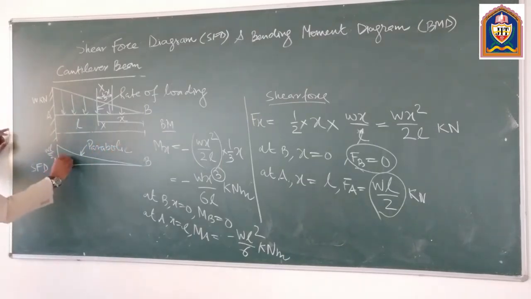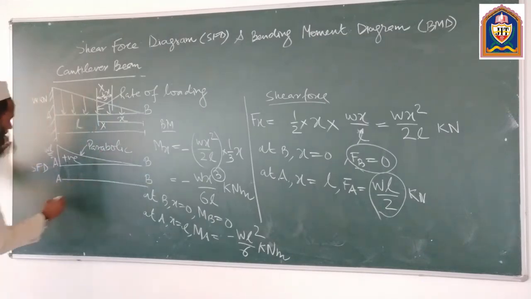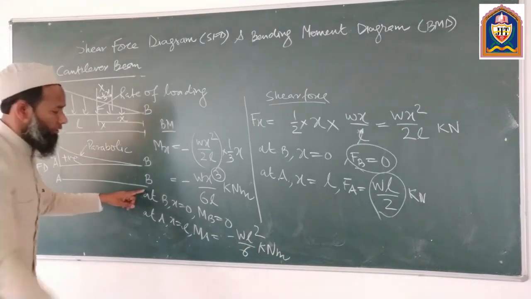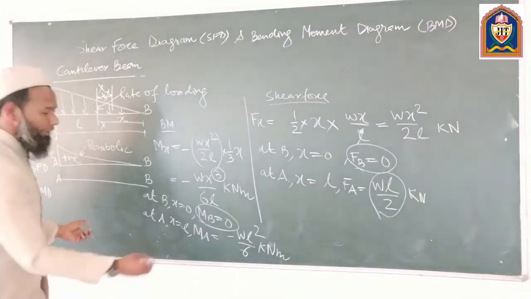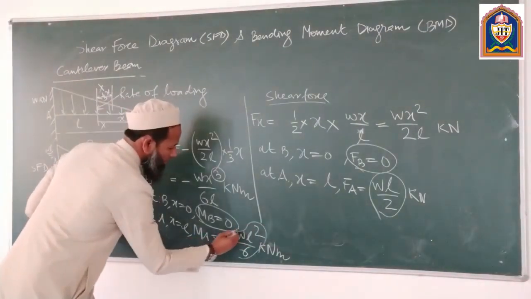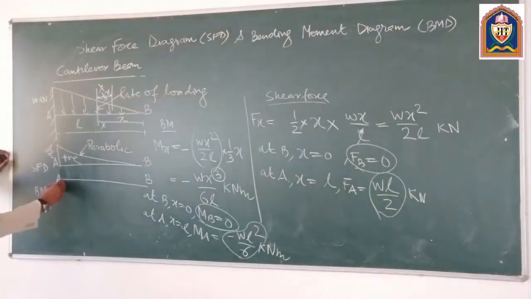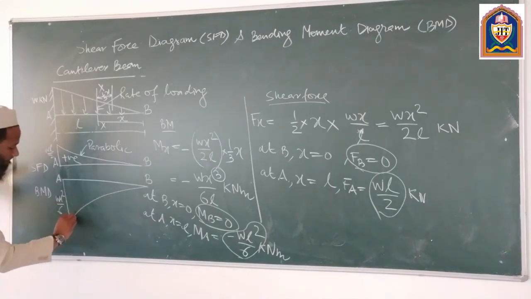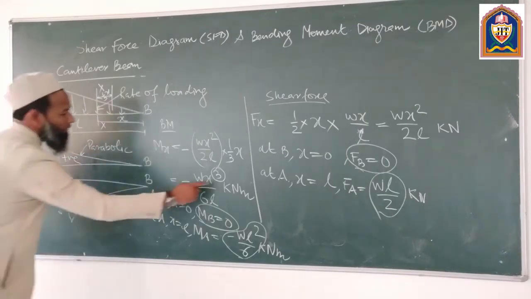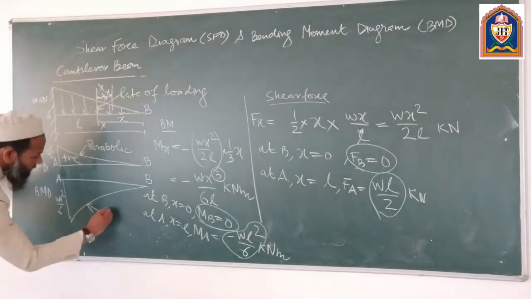Next, we will draw the bending moment diagram. This point is A, this point is B, so this is the bending moment diagram. At B, the bending moment is 0, so it is 0. At A, it is minus WL square upon 6. So this is WL square by 6, and the power of x is 3, so it is a cubic curve.